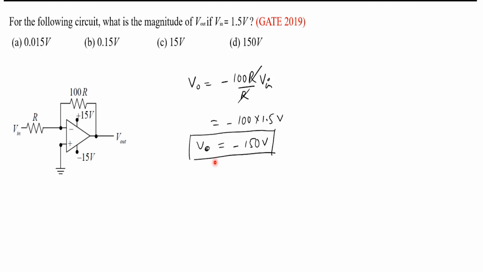So what is the correct answer? A, B, C, D. C, sir. It cannot be 150. Why? Because the supply voltage is 15 volt, so it cannot exceed. It will saturate at 15 volt. Okay, sir. This was asked in GATE 2019. Okay, I'm moving on to the next question.